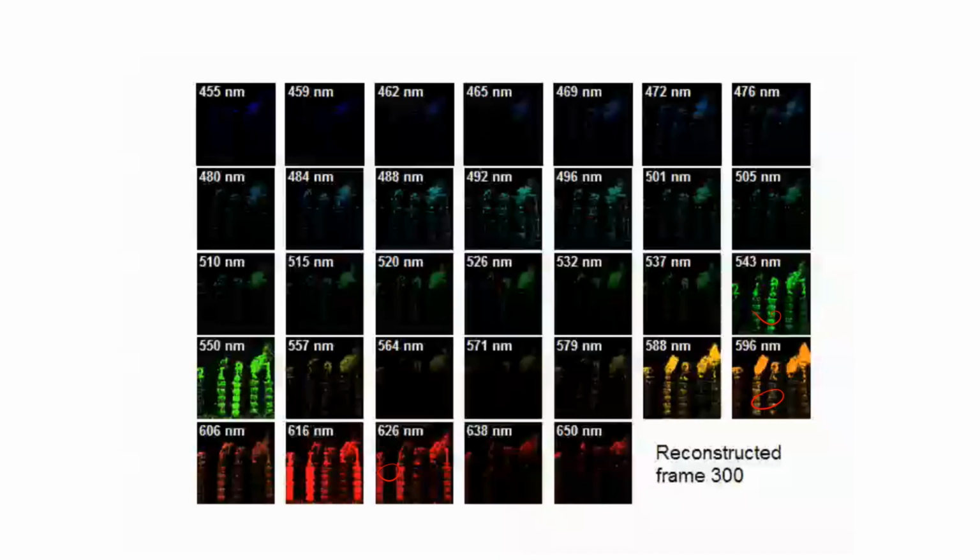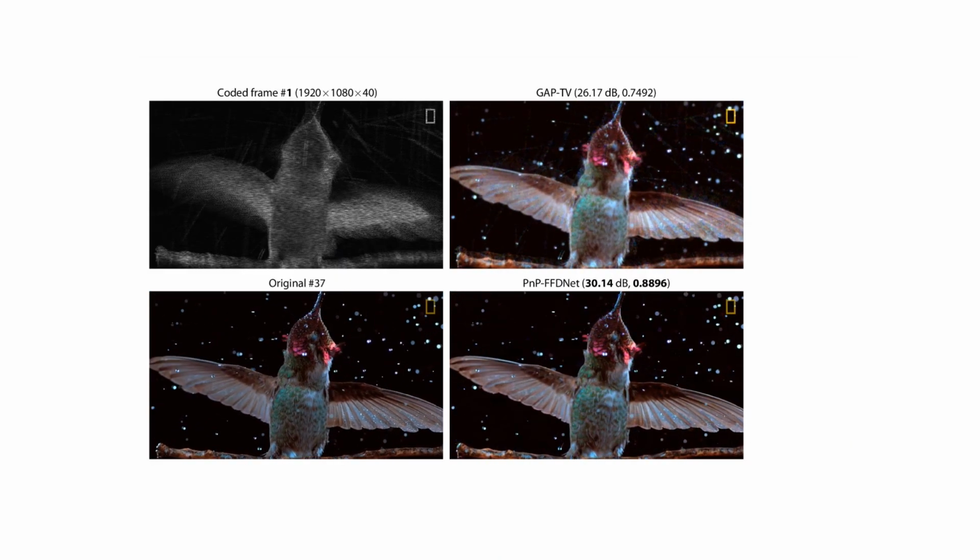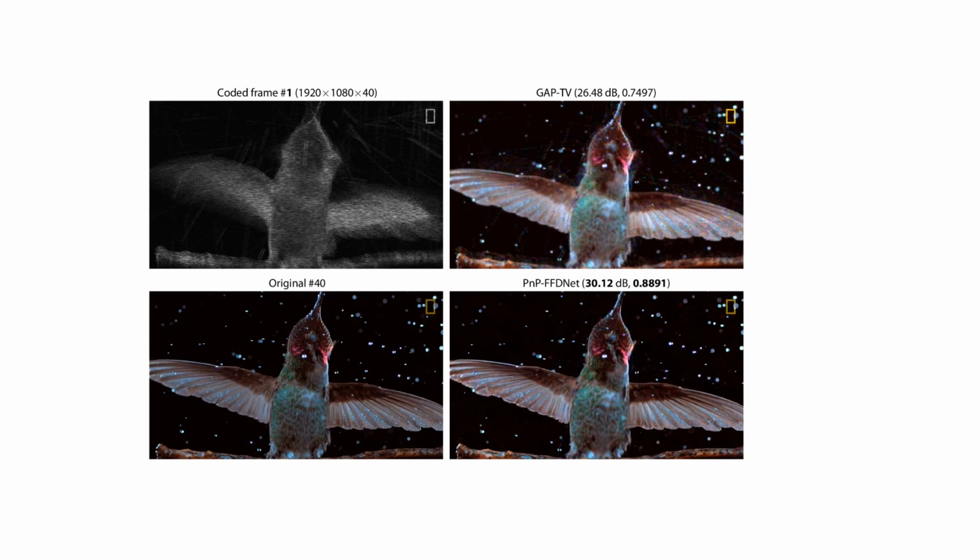Here's a more recent example from Xin Yuan's group at Westlake University, reconstructing data from the coded data on the upper left. The upper right image is using total variation, a particular algorithm for implementing total variation, where you get a 26 dB reconstruction, peak signal to noise ratio. But at the lower right, the same data is reconstructed with a feed-forward neural network.